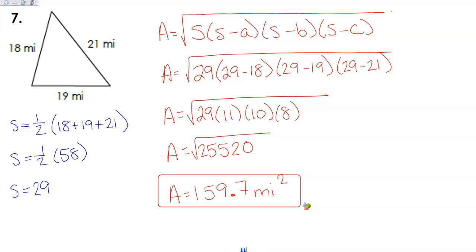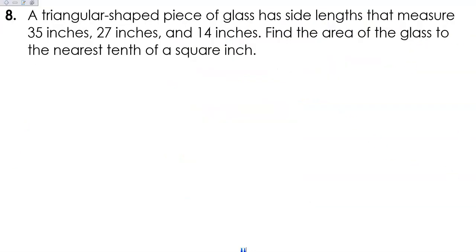All right? We're going to look at one more example here. We have a triangular shaped piece of glass that has side lengths that measure 35 inches, 27 inches, and 14 inches. We want to find the area of the glass. Please use Heron's formula to go ahead and try this on your own. So pause the video, use the formula that we just did, and give this one a try.